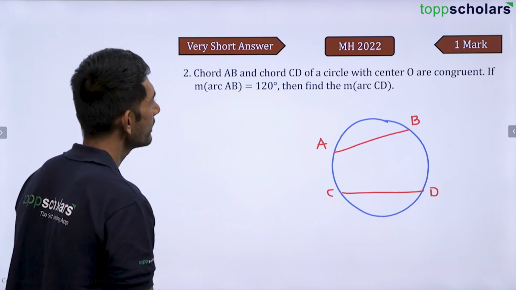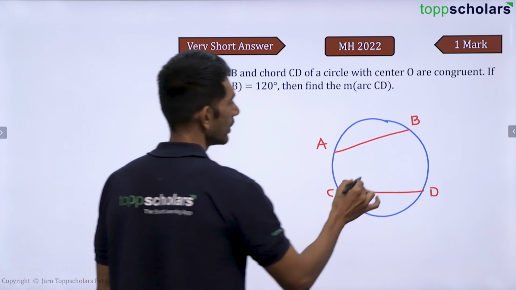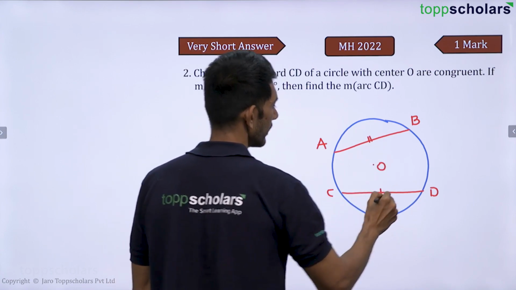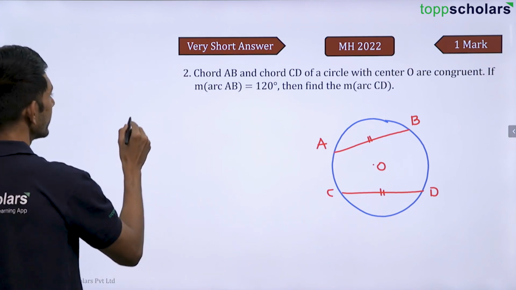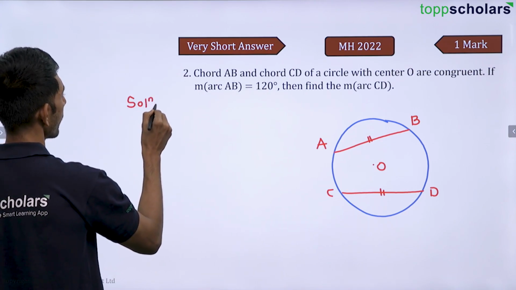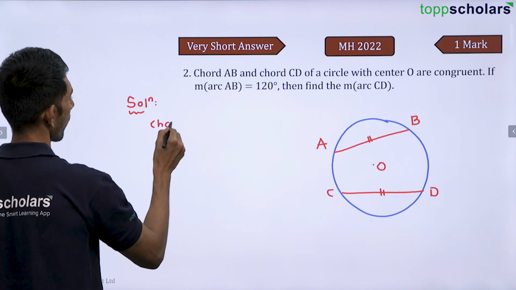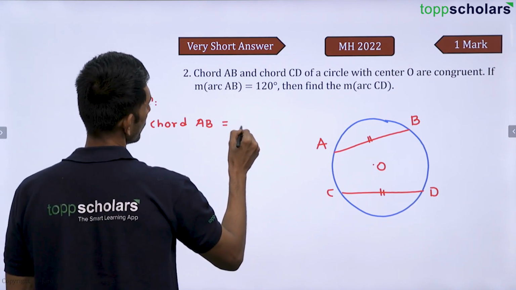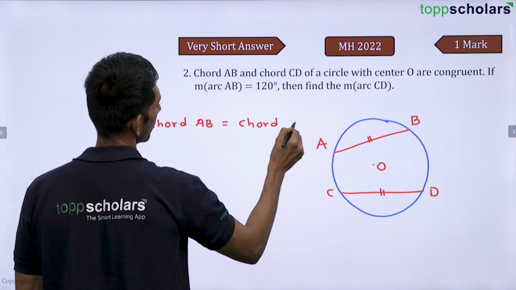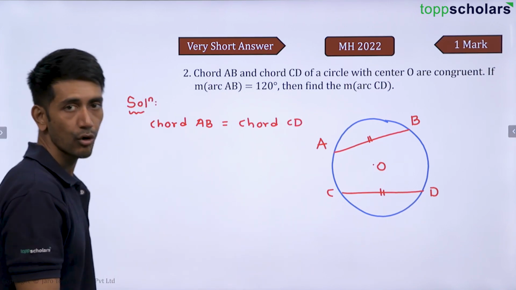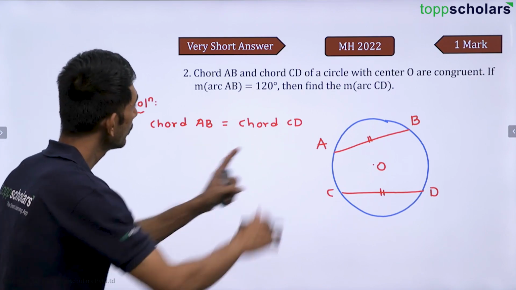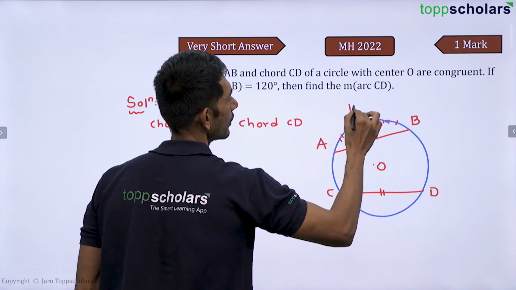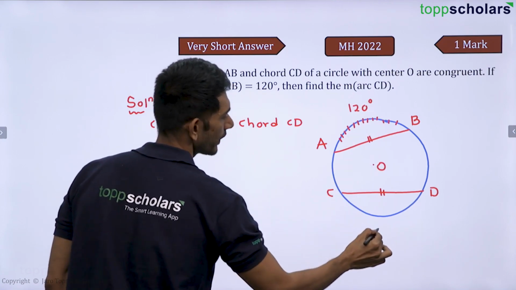Correct? So chord AB and chord CD are the two chords with center O and they are congruent. Chords are congruent, right? So it is already given that chord AB is equal to chord CD. Measure of arc AB is given. How much? 120 degrees. We are supposed to find out measure of arc CD.